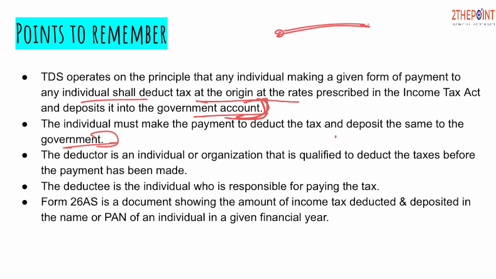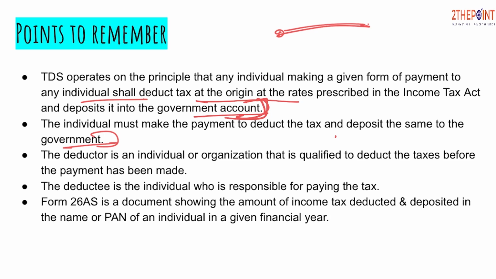The deductor is an individual or an organization that is qualified to deduct the taxes before the payment has been made. So the deductor should be qualified to deduct the tax before the payment is made. It is not that any person who is disqualified can also deduct. The person or the organization should be qualified to deduct the tax.